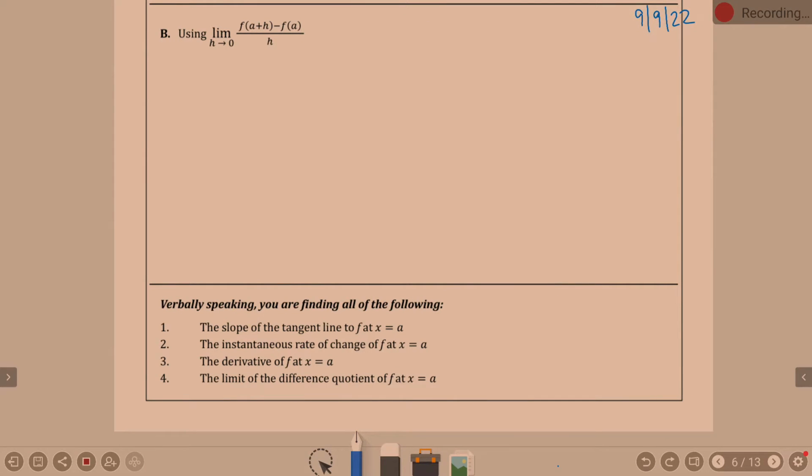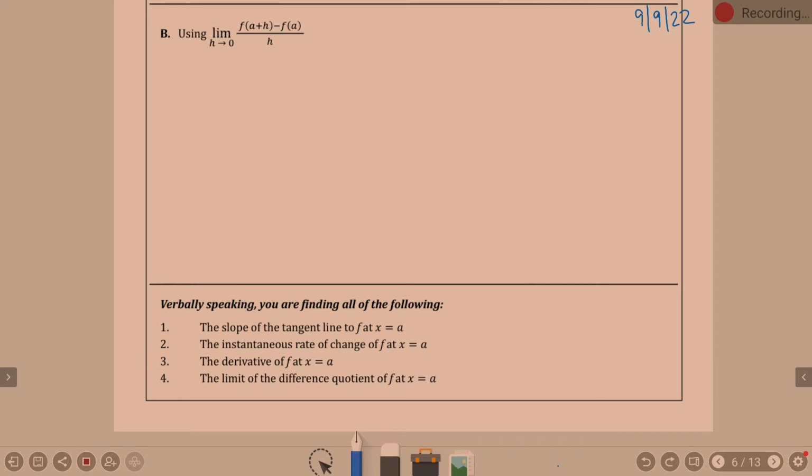Okay, picking up where we left off yesterday, when we were using the limit definition of the derivative and finding the slope, or estimating derivatives of a function at a point. So, finding the slope of the tangent line. Now, part A we did yesterday, using what they're calling the alternate form of the definition of the derivative.